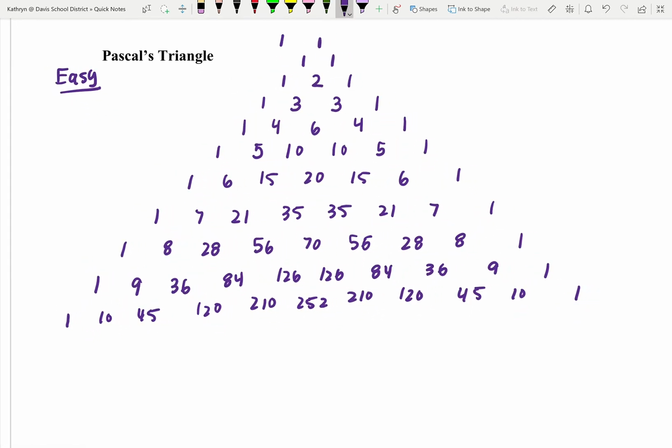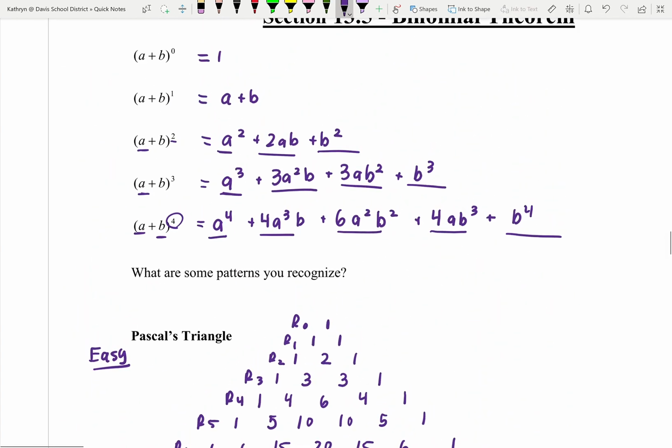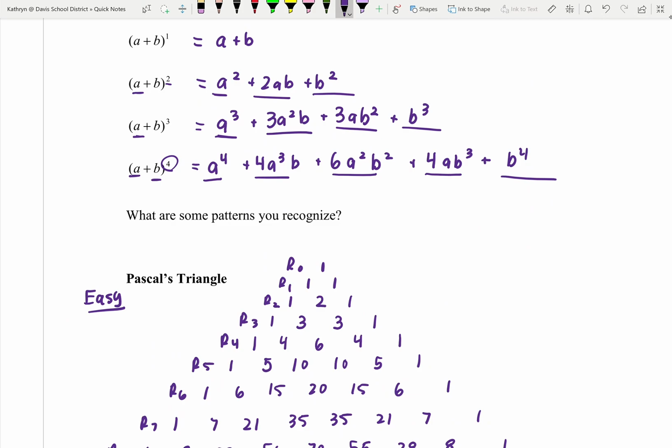The very top row is row 0. The row underneath that is row 1, and then row 2, and then row 3, row 4, row 5, row 6, row 7, row 8, row 9, and row 10. Okay? Now, look at the problems that we just did. See this right here? See this (a+b)^1?